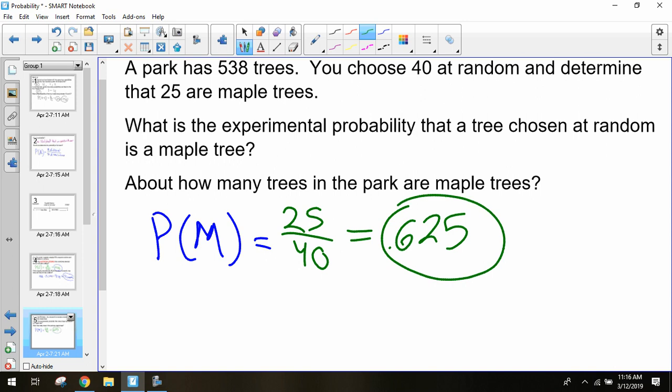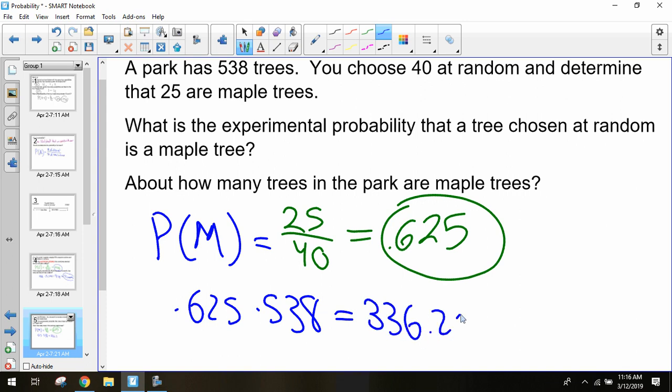That's the experimental probability. If we want to make an inference based off this probability, we can infer about the totals to figure out how many maple trees are in this entire park. It's a 0.625 chance of a tree being maple if I just look at one tree. If I multiply that by 538, the total number of trees, I should have 336.25 maple trees. But can I have 0.25 of a tree? So I'll round down to 336. The 336 maple trees should be in that park.